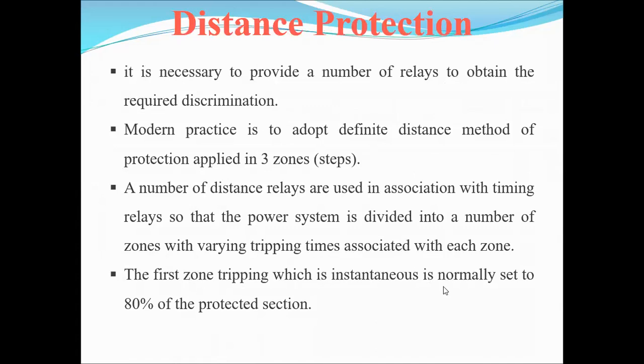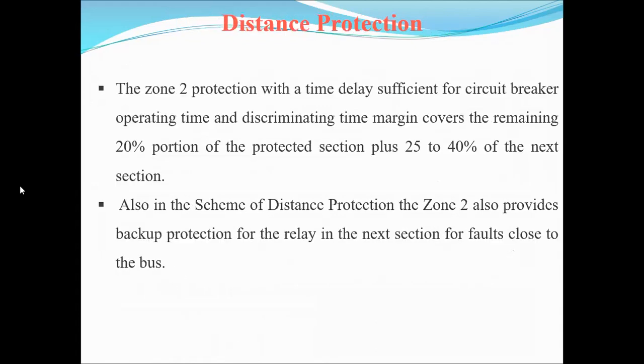In the previous case, it only gives protection for the present section, that is 80% of the protection. But in the case of zone 2 protection, the time delay is set for the 20% of protection for the present section and 25 to 40% of the next section. This zone 2 distance protection also gives backup protection of a feeder line or the bus bars.